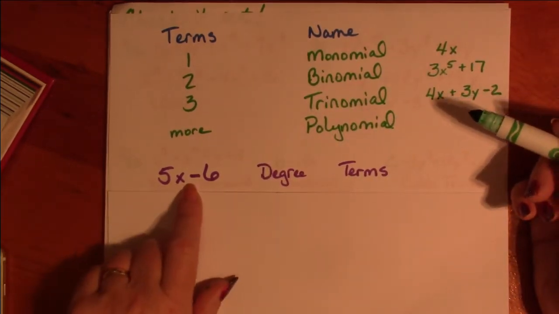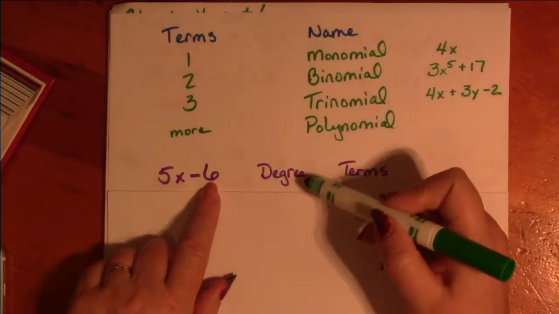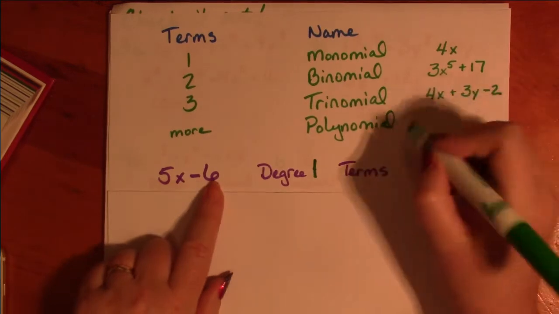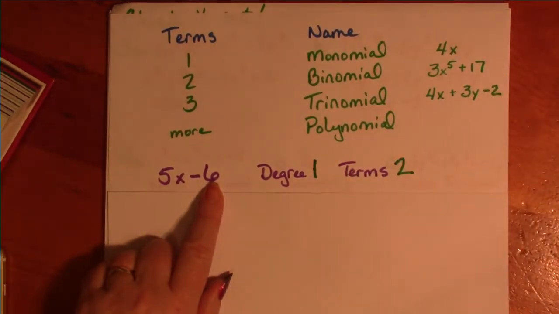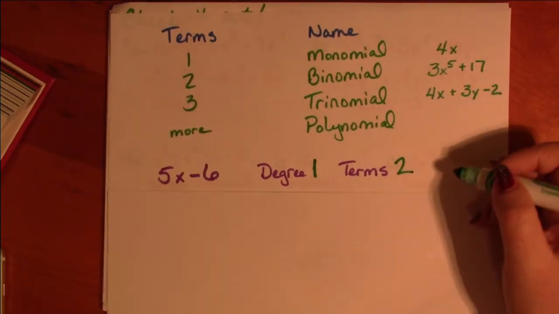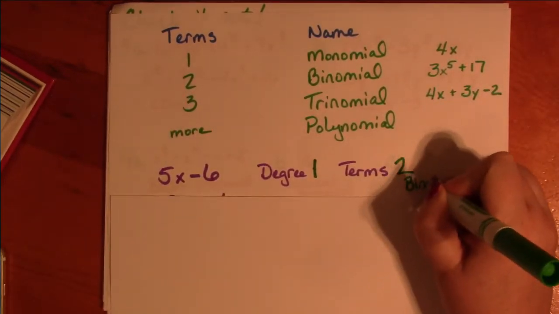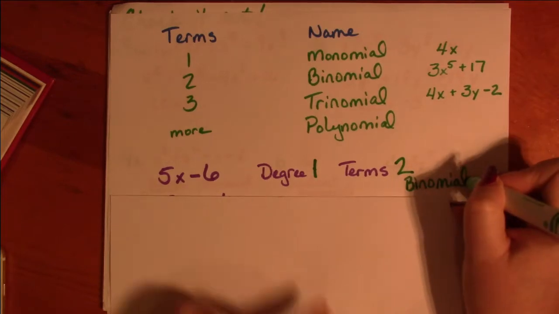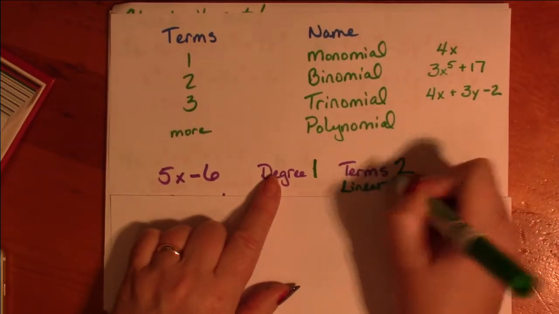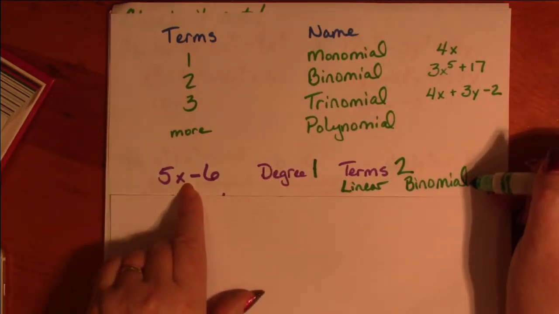So for example, we're going to look at 5x minus 6. The highest degree here is 1, and the number of terms is 2. So it's going to ask you to look back at 2 terms, and 2 terms is called a binomial. And a first degree is called linear. So this is a linear binomial.